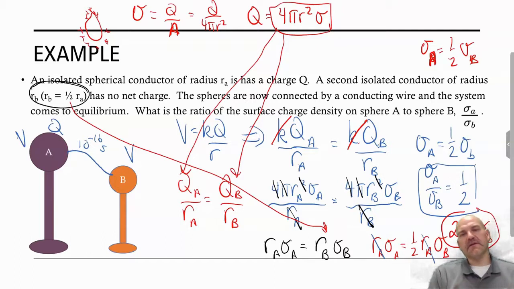Okay, so that's conductors. The next set of videos, we're going to focus on capacitors and dielectrics. So a dielectric is just simply a capacitor with an added piece to it. Okay, so you're going to see a lot of the equations, they're going to be the same.